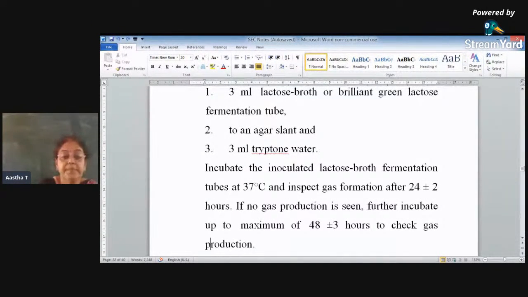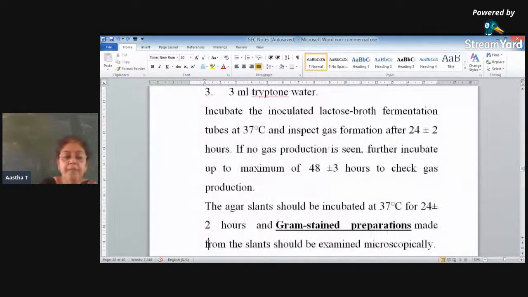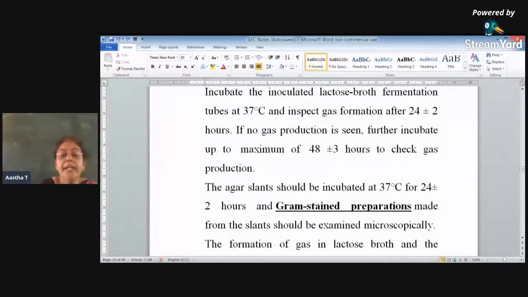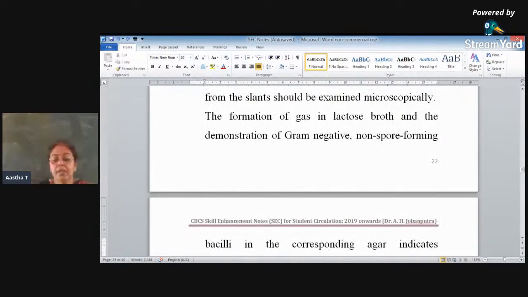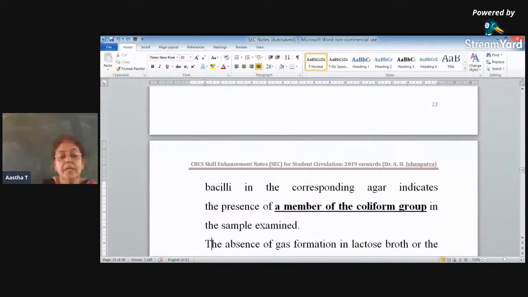Incubate the tubes at 37 degrees for 24 plus or minus 2 hours. If no acid gas production is observed, incubate them further for 48 hours. Agar slants are also streaked and incubated, and whatever growth you get on the agar slant is used for gram staining. So you have to see whether you are getting gram negative non-sporeforming organisms on gram staining and spore staining.